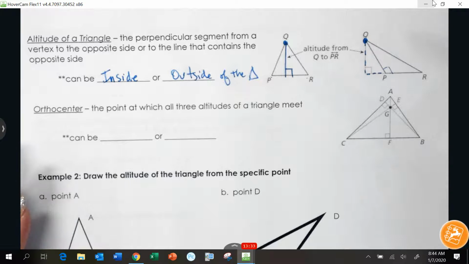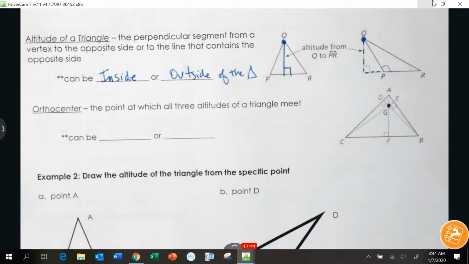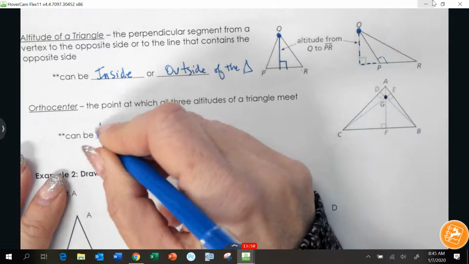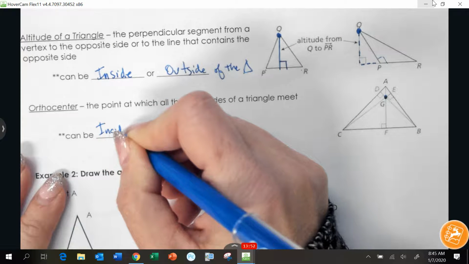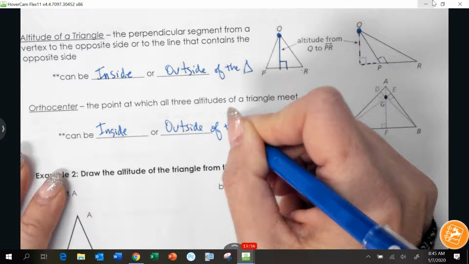The orthocenter would be if we drew all 3 altitudes. We used all 3 vertices. We drew all 3 altitudes. Where those 3 altitudes meet is called the orthocenter. The orthocenter can be inside or outside of the triangle.